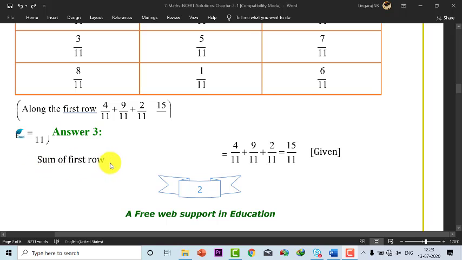So the sum of the first row, which is 4 by 11 plus 9 by 11 plus 2 by 11, is equal to 15 by 11 because the denominators are the same. So we can call these like fractions. In like fractions we can add the numerators directly. So 4 plus 9 is 13, 13 plus 2 is 15. So 15 by 11, which is already given in the question.